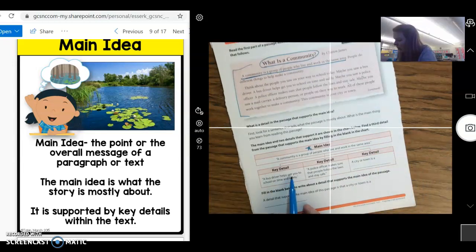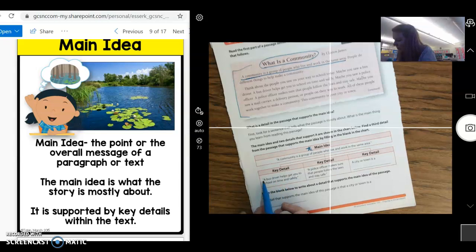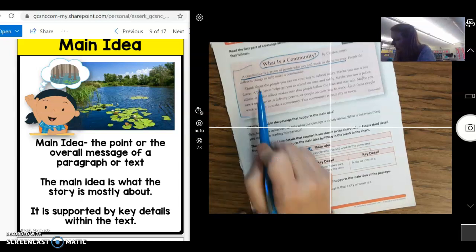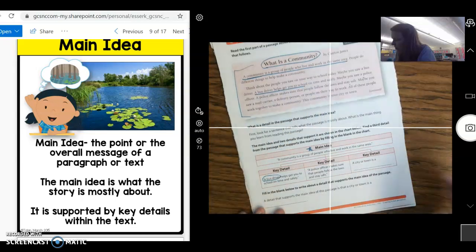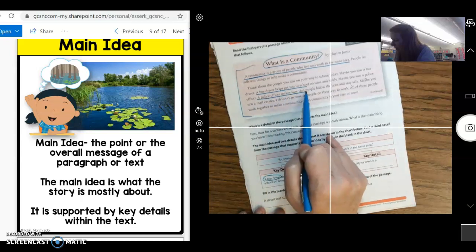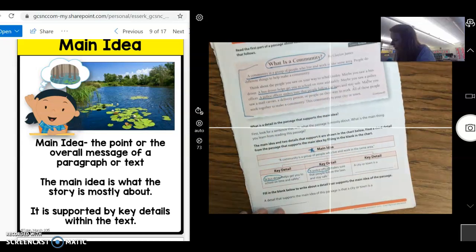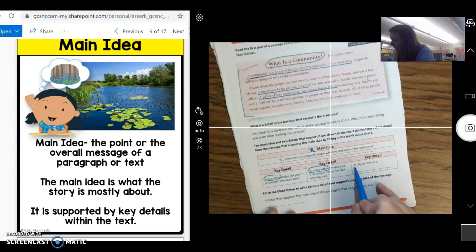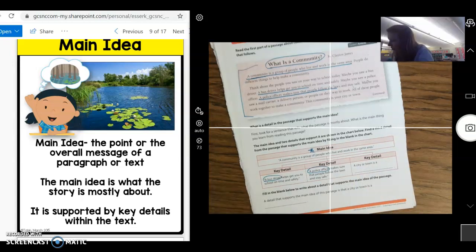A bus driver helps get you to school. So again, this is more specific. A bus driver helps you get to school. A police officer right here makes sure that people follow the laws. Did you see another one? A city or town is a... Did you see where that was?